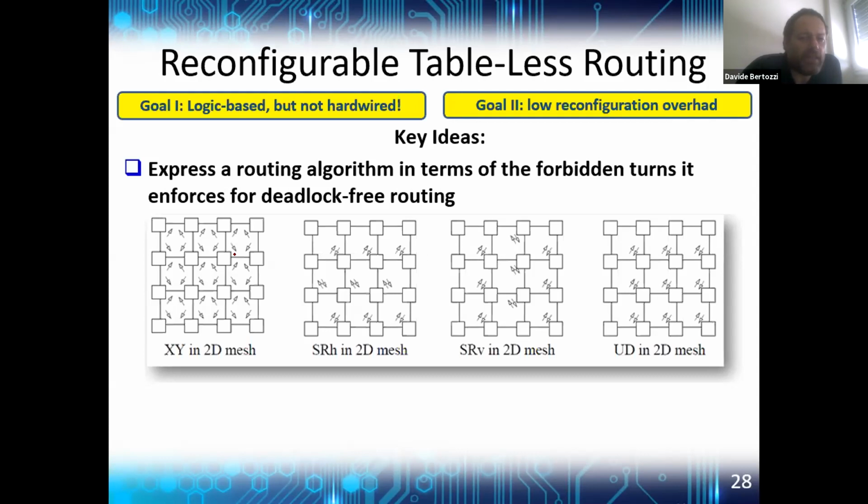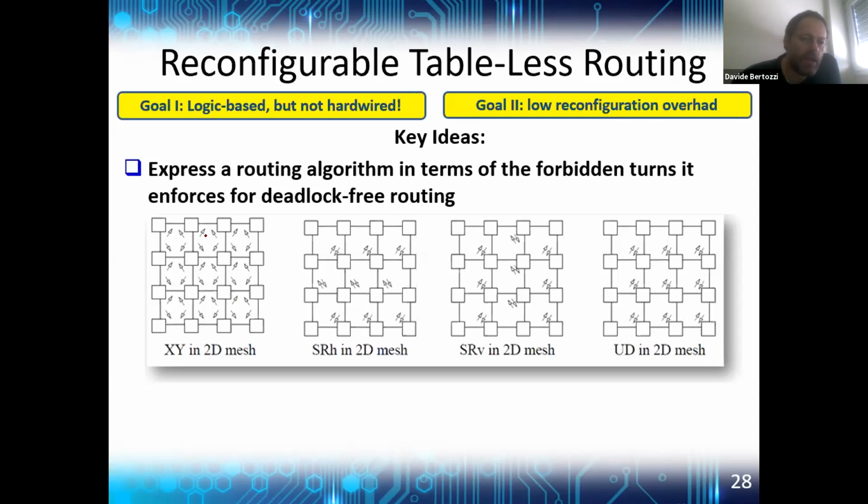So the idea is to express a routing algorithm in terms of what this routing algorithm prevents you from doing. So express a routing algorithm in terms of the forbidden turns that it introduces for deadlock-free routing. Think about X and Y routing. In X and Y routing, you can route first in the X direction and then in the Y direction, so you cannot do YX, because if you do also YX, then you may have deadlock, no? Which is a blocking condition for the traffic.